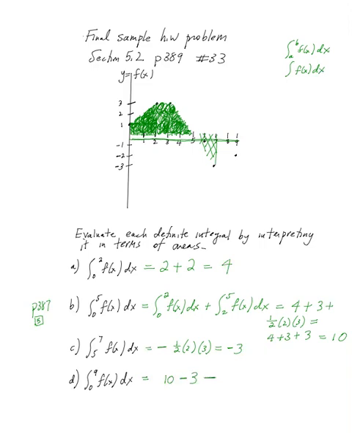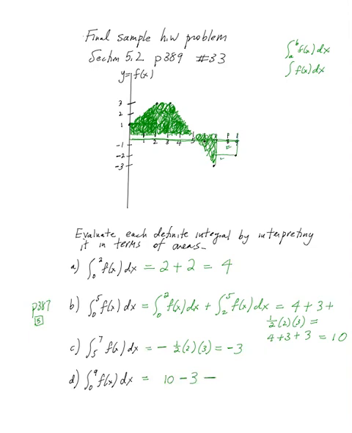So from 7 to 9, I can divide that piece into what? Into a triangle and a square, right? Got a triangle and I've got a square. What's the area of that square? One dimension is 2, the other dimension is 2. 2 times 2 is 4. The area of this square is 4 square units.